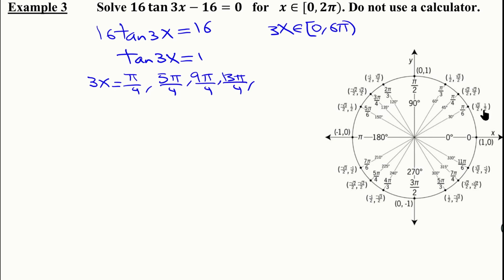We can add one more. That'll bring us to 17 pi over 4. Make sure we're still not reaching that. 17 over 4, that's less than 6. So we can go one more. 17 pi over 4 plus 4 pi over 4, which is just pi, is going to be 21 pi over 4.